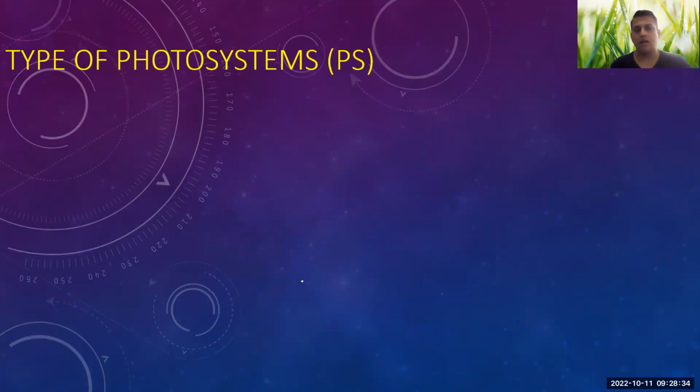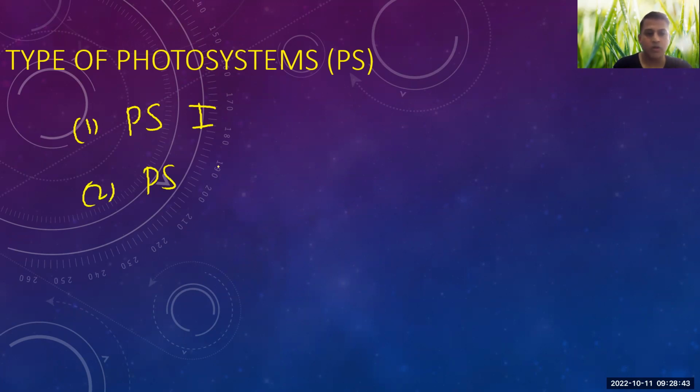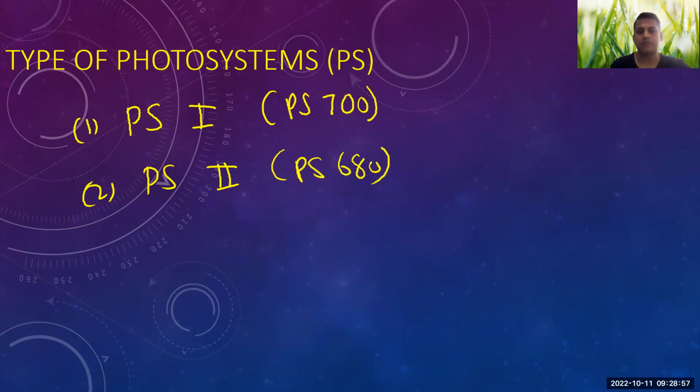The photosystems are of two types. One is called photosystem 1, the other is called photosystem 2. Photosystem 1 has another name, it is also called PS700. This one is also called PS680. Why is it called 700 and 680? This indicates the wavelength of the light. That means PS1 can absorb a wavelength of 700 efficiently, and PS2 can absorb a wavelength of 680 nanometers efficiently. If we take the photosystem, it is like this.